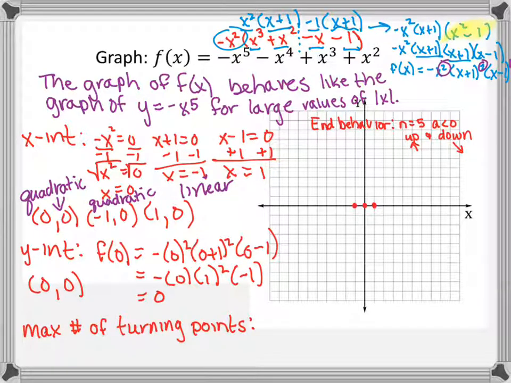The maximum number of turning points is n minus 1. That is 5 minus 1, which is 4. So we could have a graph something like this. Again, we don't know exactly how high up between those x-intercepts our graph comes. We could find some more exact points by choosing some values of x, for example, negative 1/2 or positive 1/2, and finding out what our function value is. But for our purposes, this graph will suffice.